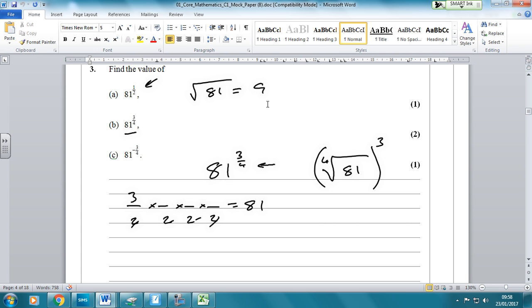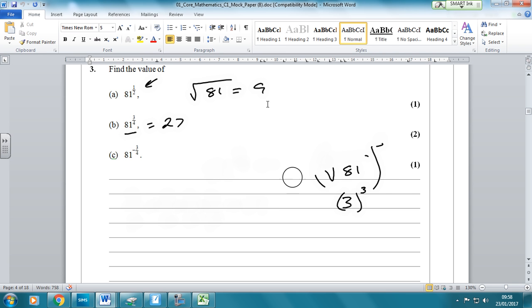So try with 3. 3 times 3 is 9, times 3 is 27, times 3 is 81. So the 4th root, or the quarter root of 81, is going to be 3. Then we're going to raise that to the power of 3, so 3 times 3 is 9, times 3 is 27. So that equals 27.